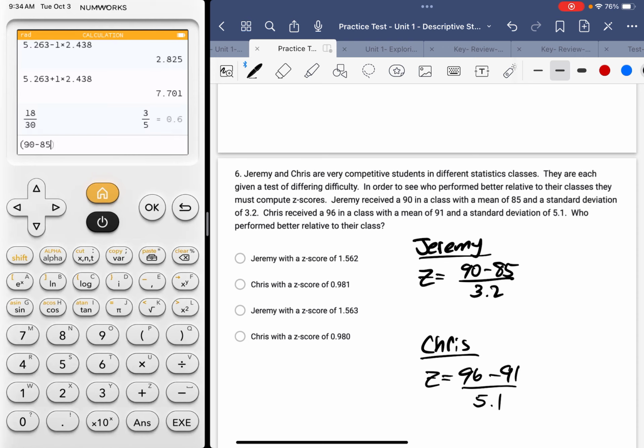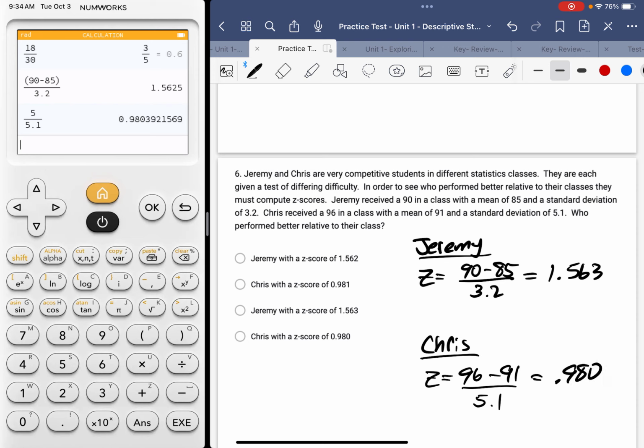90 minus 85. Oops. Divided by 3.2, so 1.563. And then we have, well, I could just do 5 divided by 5.1. So about 0.980. So who performed better relative to their class? Jeremy had a better z-score. So Jeremy with the score of 1.563.